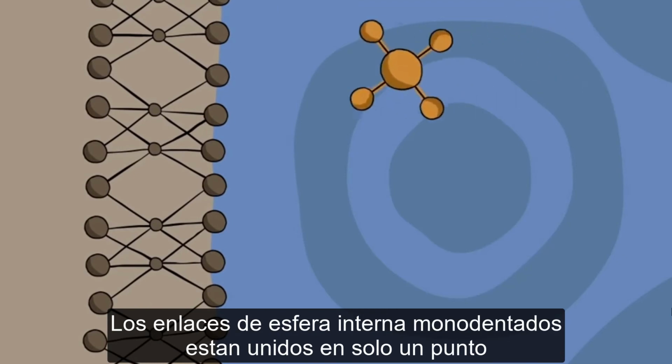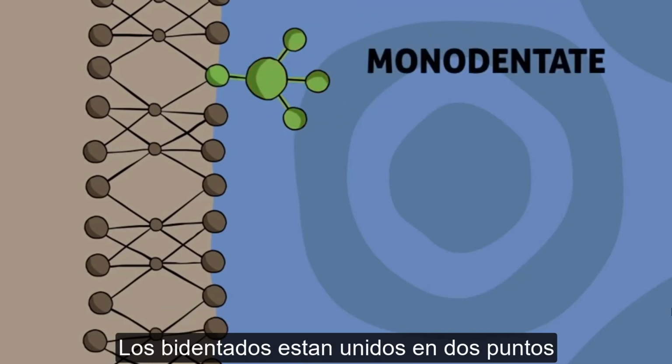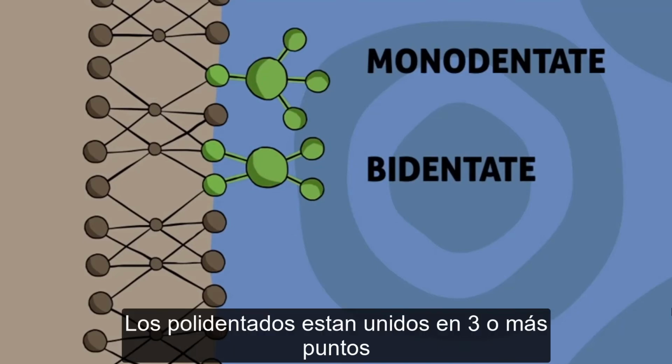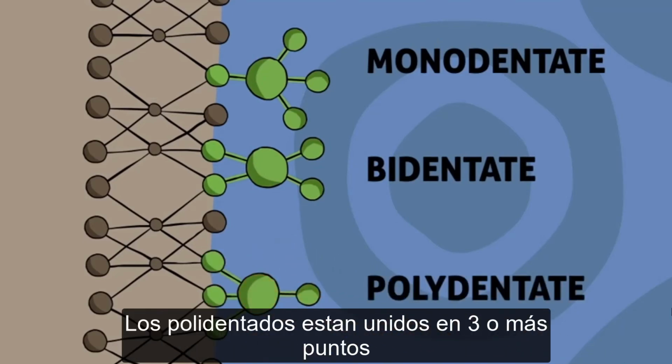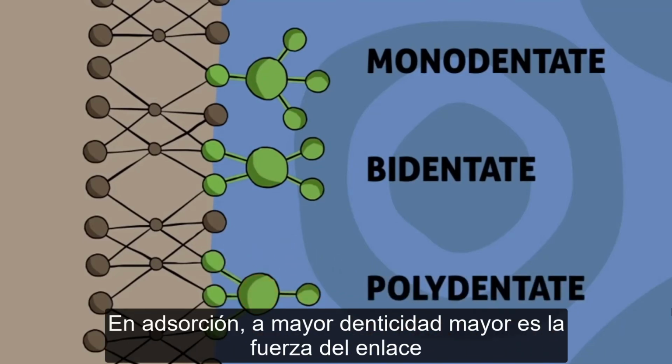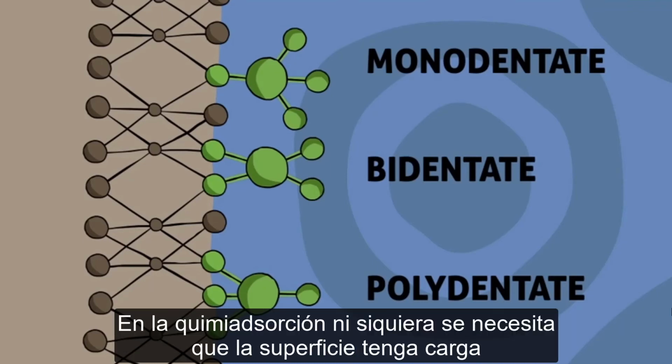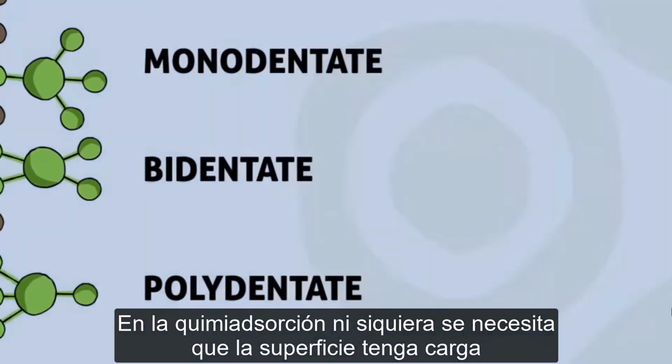Monodentate inner sphere complexes attach at 1 point. Bidentate complexes attach at 2 points. Polydentate complexes attach at 3 or more points. In adsorption, the more dentate links, the stronger the bond, and the harder it is to free the adsorbed ion. And in chemisorption, you don't even need a charged surface.